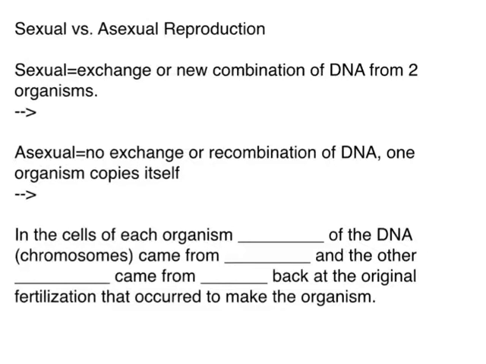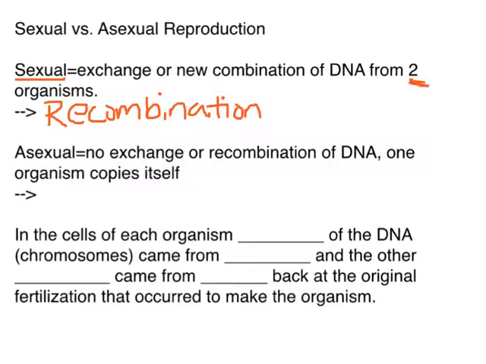The first is the one that you are probably most familiar with, and that's sexual reproduction. Sexual reproduction involves an exchange or a new combination of DNA from two organisms. We even sometimes call that genetic recombination. But the key here is that you have two organisms involved with sexual reproduction.